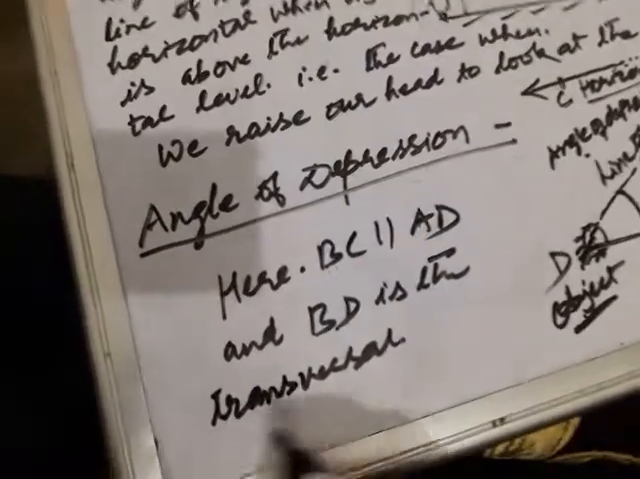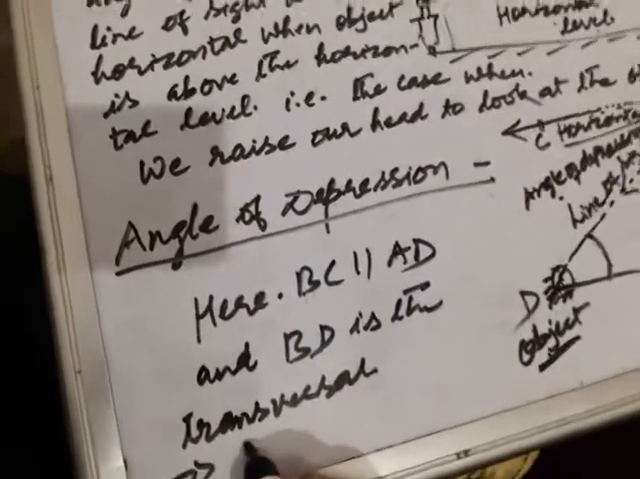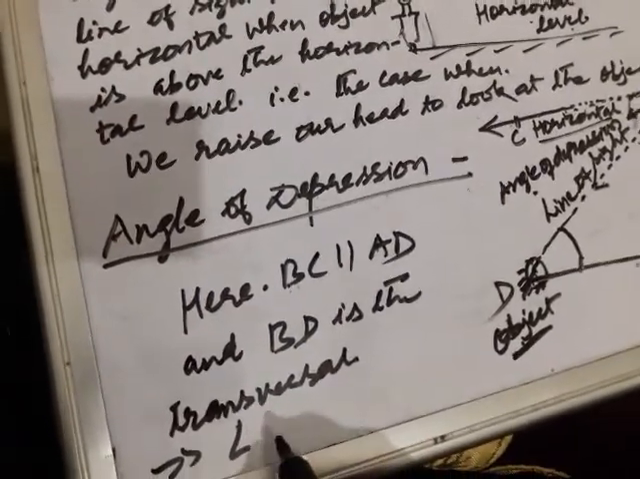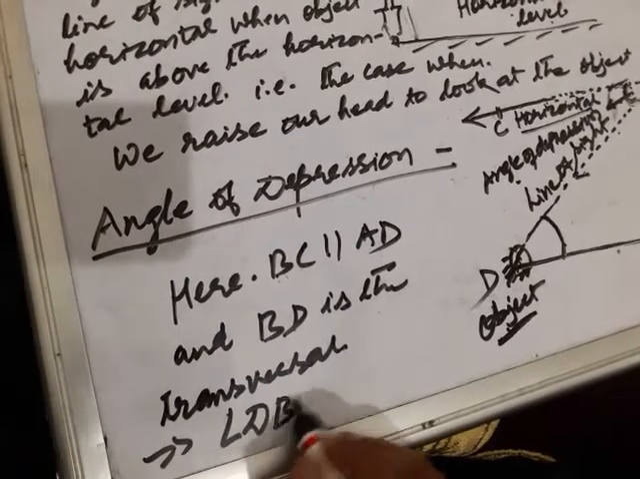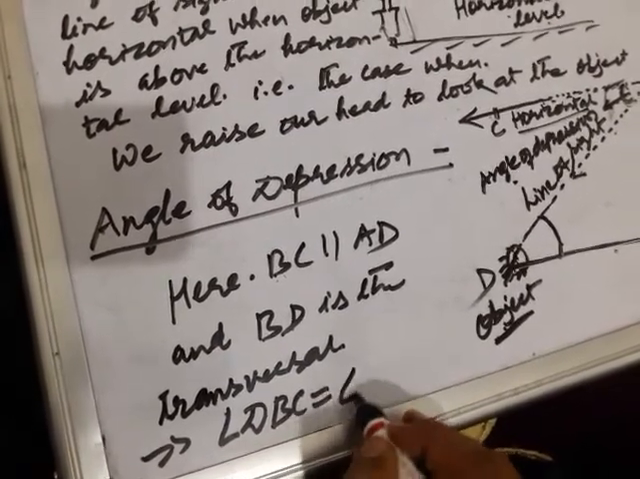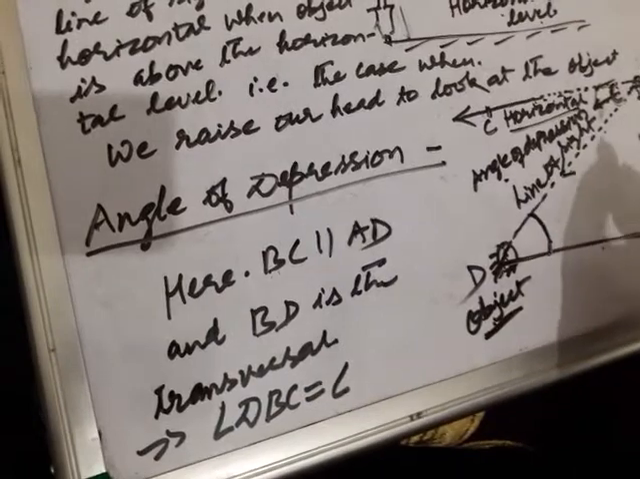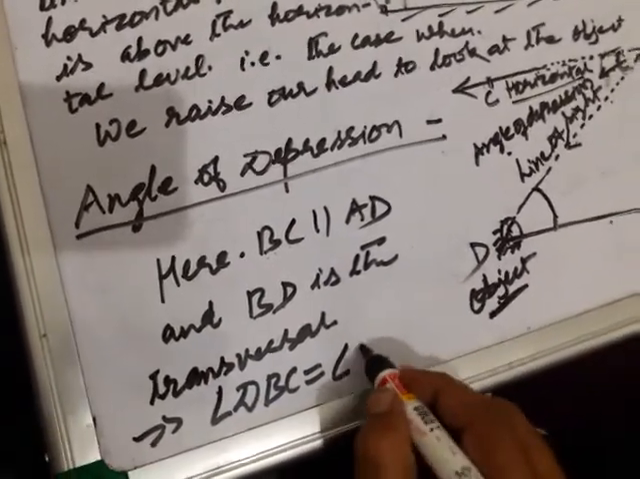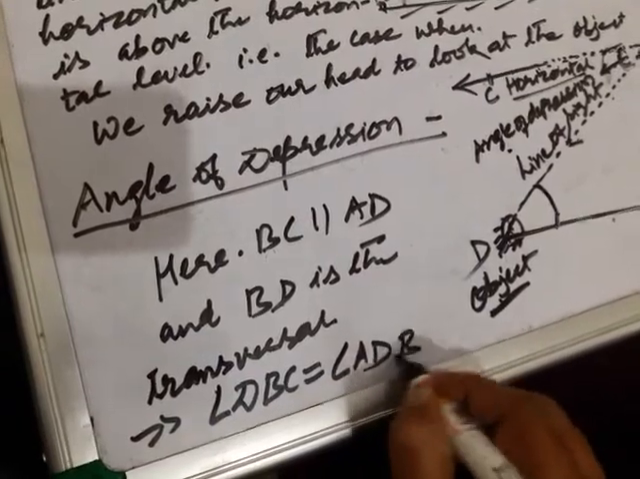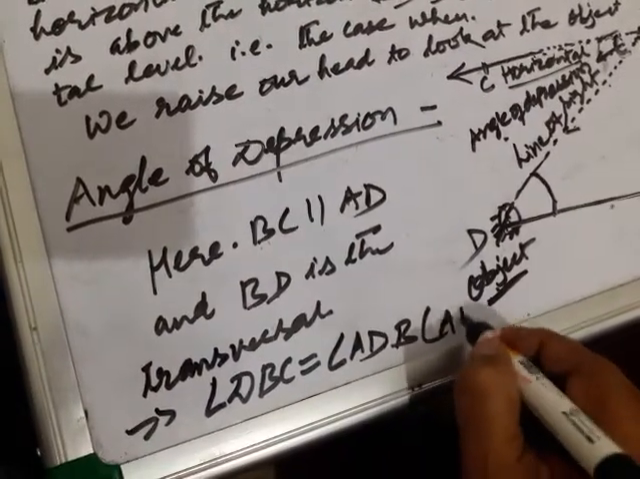BD is the transversal. This implies that angle DBC is equal to angle ADB. Why? Because they are alternate interior angles. Okay children, so this angle is equal to this angle, right? Because they are alternate interior angles.